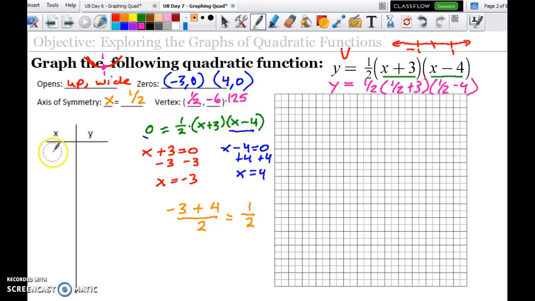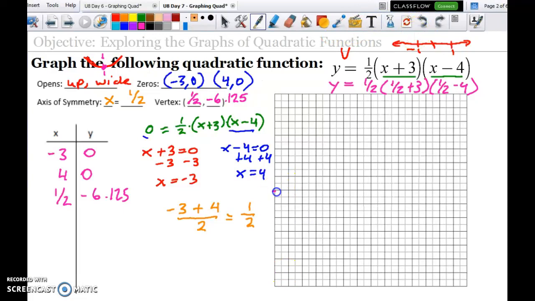So now I want to put those points in my table, and I'm going to start graphing. -3, 0, 4, 0, and then the 1/2, -6.125. Now again, when you're making your graph, you want to make sure you have enough room for everything. And I was going to start to do it there, but I don't really like that because I know that I'm going to have to go in 6 below the axis. So I'm going to just start over again. I'll try one more time.